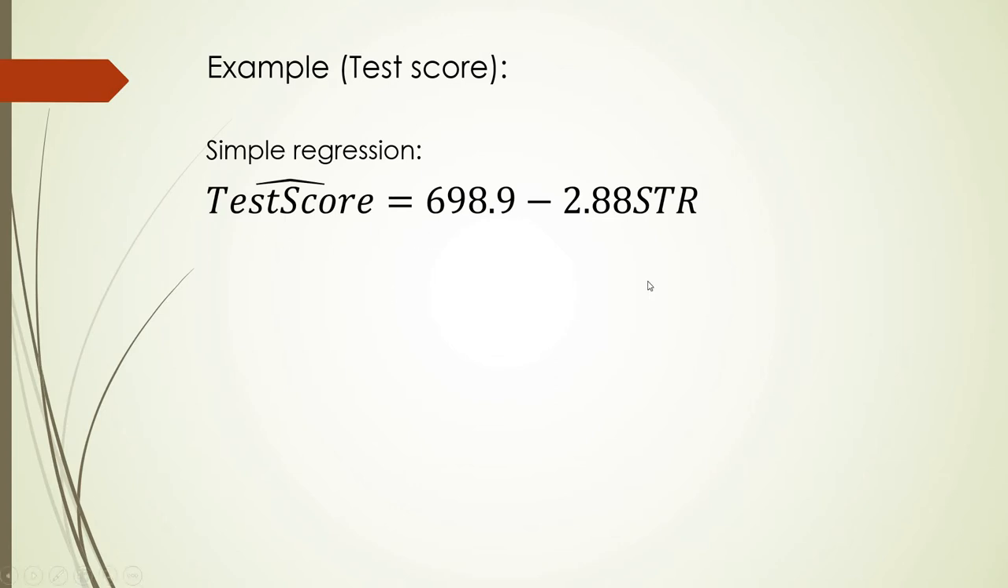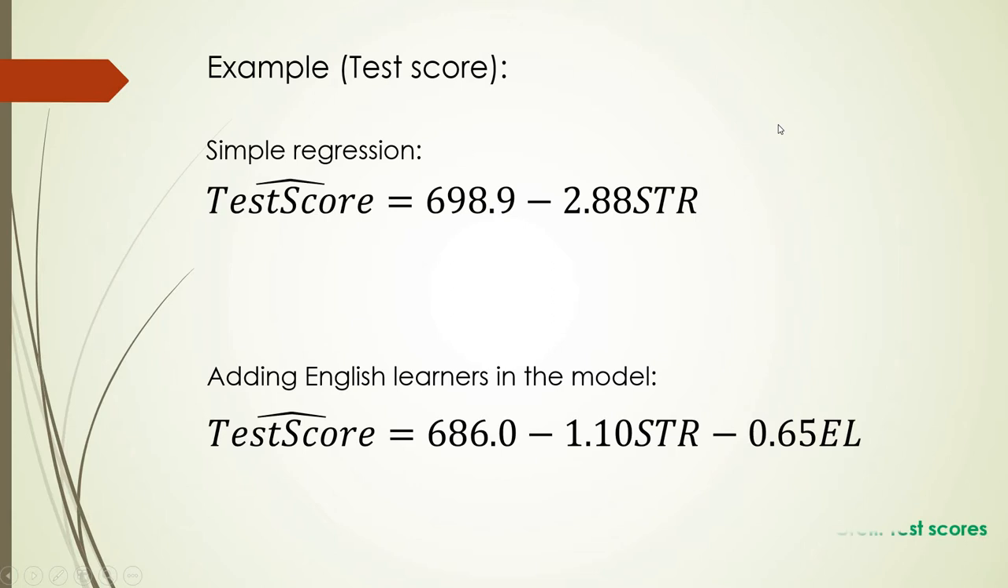So you remember that in the simple regression model, we had only one independent variable, class size or student-teacher ratio, and then we added one more variable into our model, and that is the percentage of English learners. So you can see, because of the positive relationship between English learners and student-teacher ratio, the influence of student-teacher ratio on test scores is not so big as it was before, because it dropped from -2.88 to -1.1.